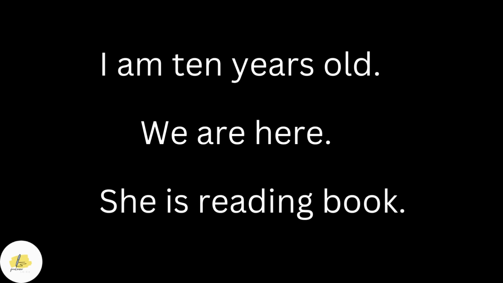For example, I am 10 years old. I is the personal pronoun because it stands for the person speaking. We are here. We is also the person or the group of people speaking. She is reading a book. She is the personal pronoun because it is related to the person spoken about.